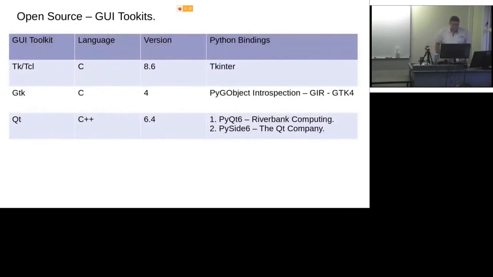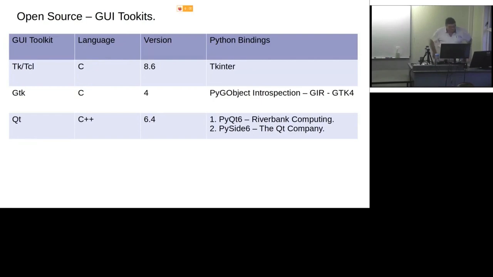Probably the three main GUI toolkits, well, definitely for the Linux platform, are Tk/Tcl, which is written in the C language, and it's still alive and well, and they keep putting out new releases, and it's at 8.6, although I guess they're pretty minor releases that come out. The name of the Python binding for this is Tkinter. And we also have GTK, which is again written in C, and it's up to GTK4. It's part of the PyObject introspection repository, I think it is. And from that repository, you import GTK4 to get your widgets and other things like that.